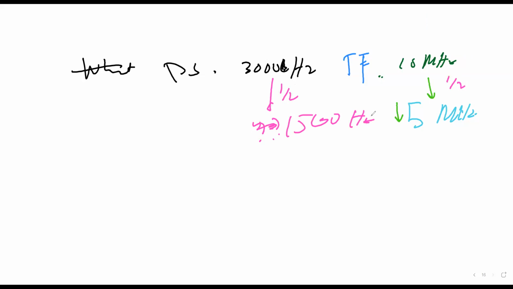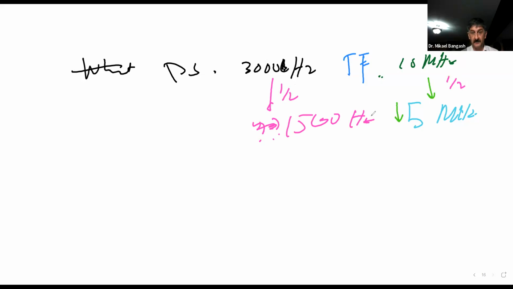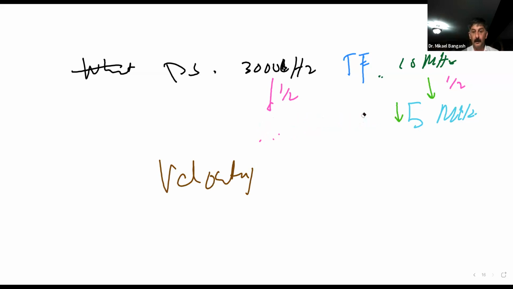Good. Now, please, please, please. If they ask, well, this was your transducer's frequency, this was your Doppler shift, what's going to happen to the velocity if you reduce your frequency of the transducer? Now, ladies, the velocity here is going to remain the same. Velocity of blood.